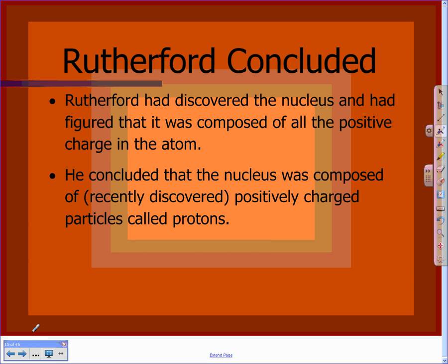Now, Rutherford had discovered the nucleus and had figured that it was composed of all the positive charge in the atom. He concluded that the nucleus was composed of recently discovered positively charged particles called protons. Okay, so it took some more work, but he was able to really look at and kind of coin protons. Now the protons and electrons were the two subatomic particles that were identified first, and they were the primary subatomic particles in science for a long time.